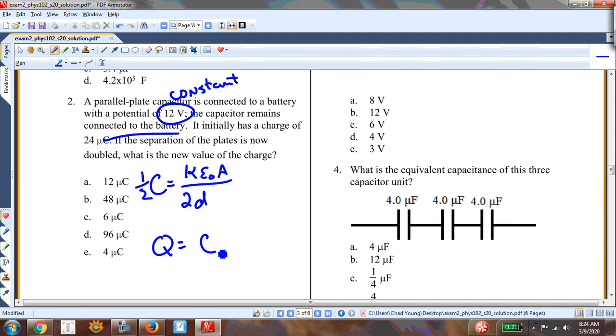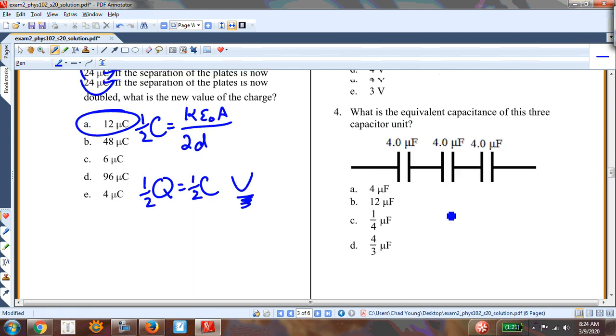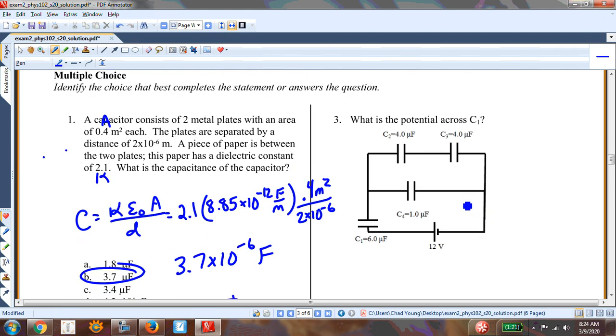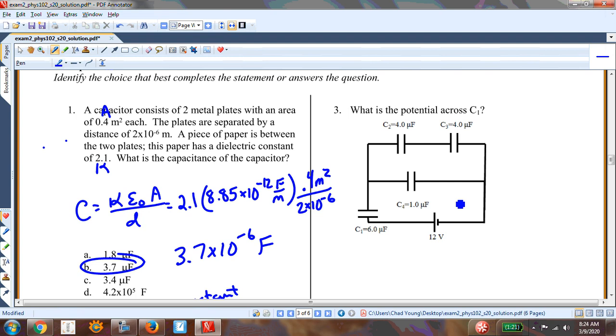And since Q is equal to CV, I know V remains constant. If I have the capacitance, then I also have the charge. Whereas initially it had 24, now it's going to have 12 microcoulombs.